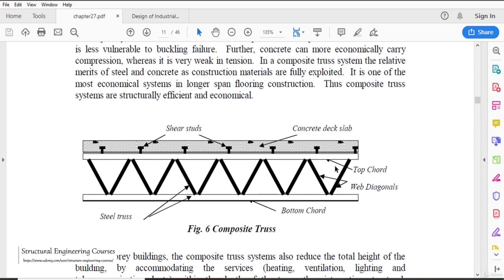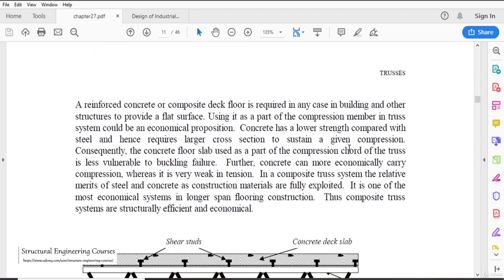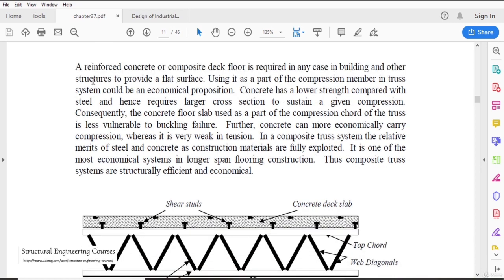So if you are not following my points, it's completely natural. I shall recommend you to study the composite design sections as per either the American standards AISC 360 or EC3, that is Eurocodes. So using it as a part of the compression member in a truss system should be an economical proposition.